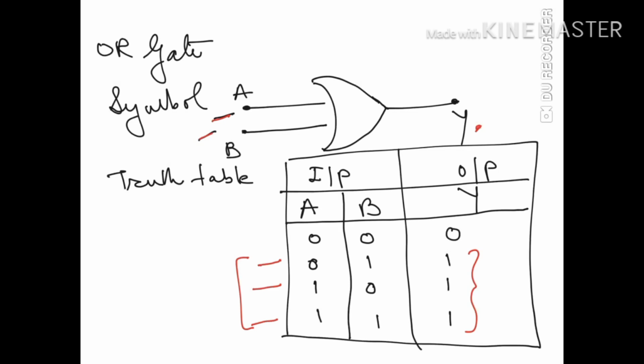Now, this operation is represented by A plus B. Y is equal to A plus B. So, this plus sign is used to show the OR operation. Okay. Now, we move on to the next one, that is your AND gate. Again, the same thing, we'll go for the symbol.